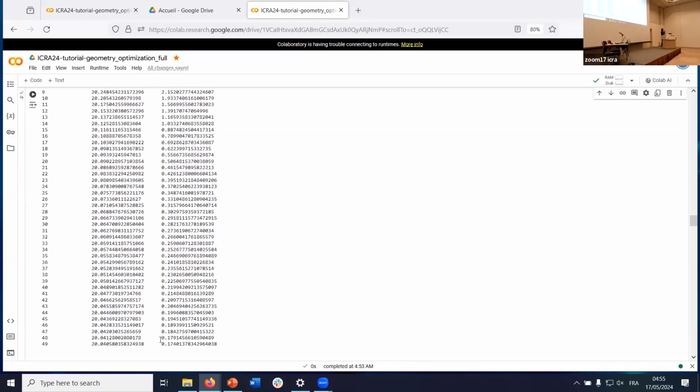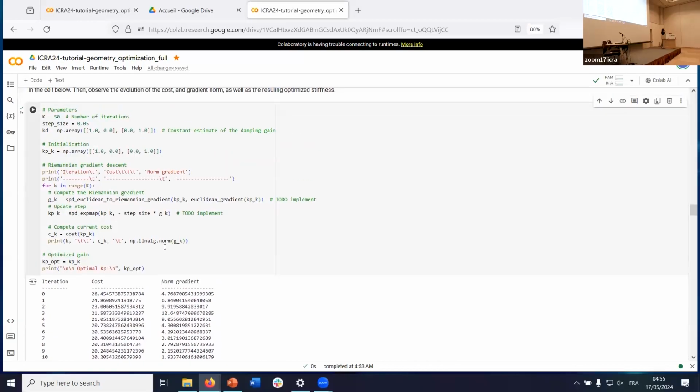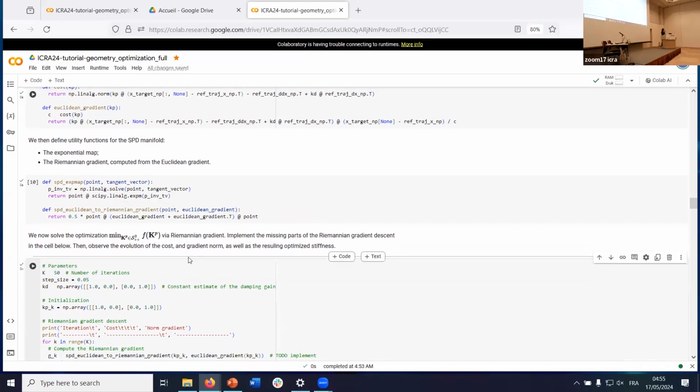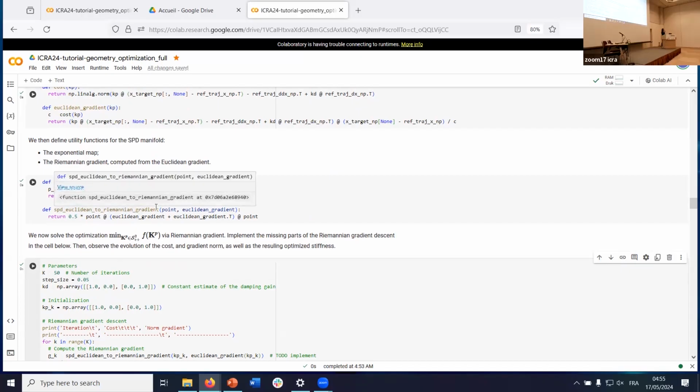Yes? Can we just go back to the cost, the SPD map? I just don't remember it off the top of my head. Why is there a least squares problem being solved to find the P inverse times V? And my next question is where does this SPD Euclidean to Riemannian gradient come from? I just don't remember that math. Could you just remind us? Can you say that again? My first question is why is there a least squares problem being solved, you do np.linalg.solve, you're solving an Ax equals b problem. And then, what's the motivation for the definition of the SPD Euclidean to Riemannian gradient?